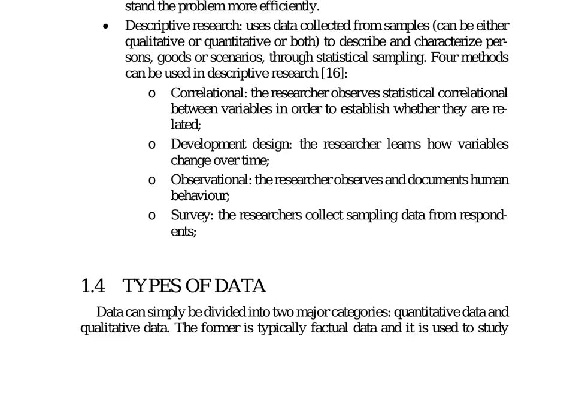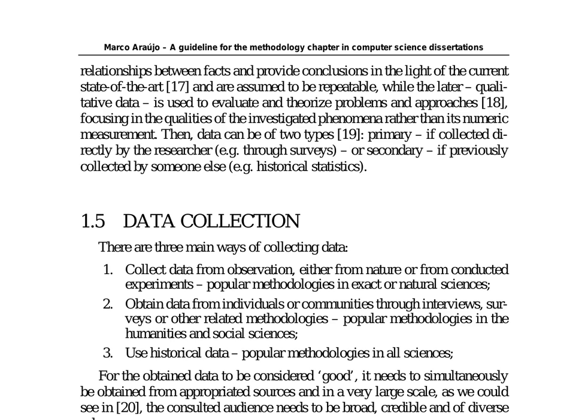Data is categorized into two main types: quantitative and qualitative. Quantitative data is factual and used to study phenomena numerically, whereas qualitative data is non-numerical and used to understand phenomena in terms of meaning and interpretation. In research methodology, the distinction between quantitative and qualitative data is crucial. Quantitative data focuses on numerical measurements, enabling relationships between facts and conclusions based on the current state of the art, and is assumed to be repeatable.